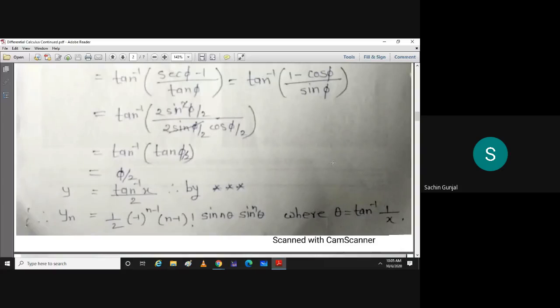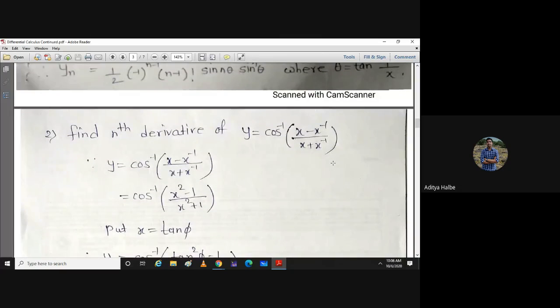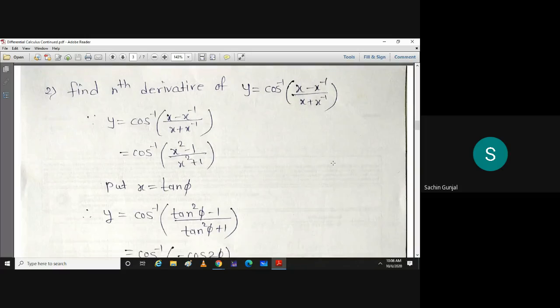Can you go ahead? Yes, sir. So can you just try this? Obviously it is simple. So find nth derivative of y is equal to cos inverse of x minus 1 by x divided by x plus 1 by x. This x inverse is nothing but 1 by x. So if you simplify this, it will become cos inverse of x square minus 1 upon x square plus 1.